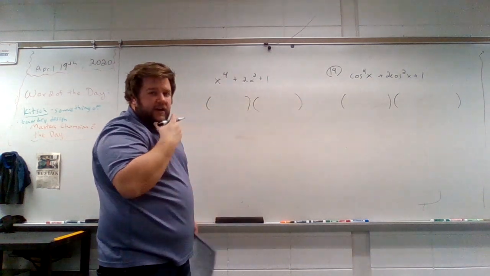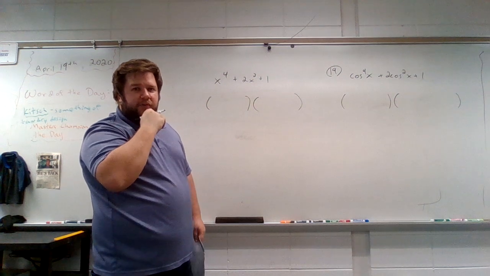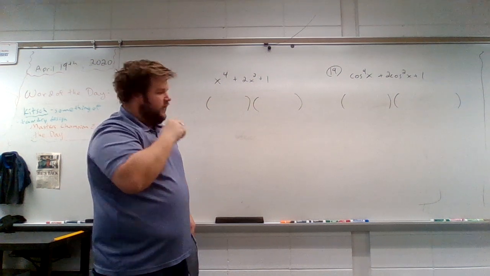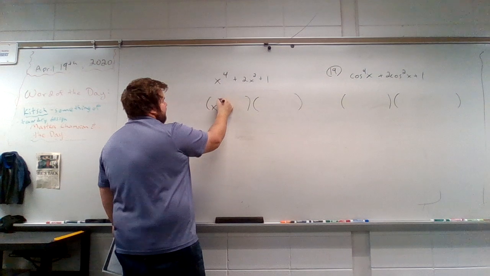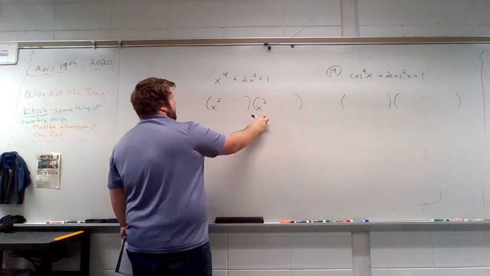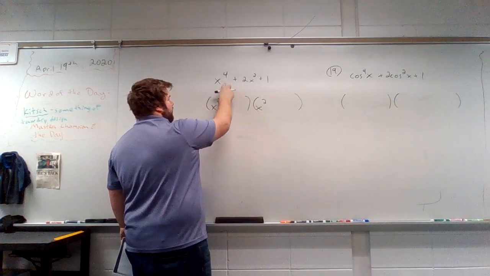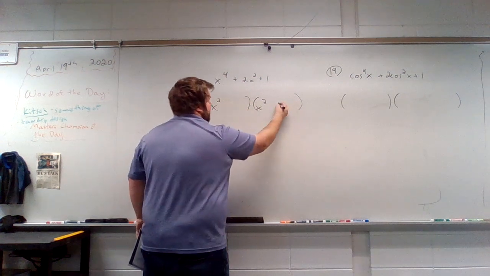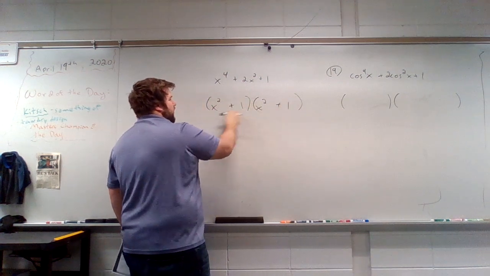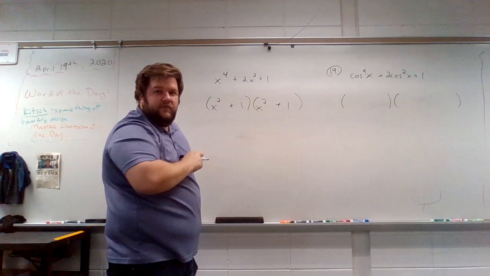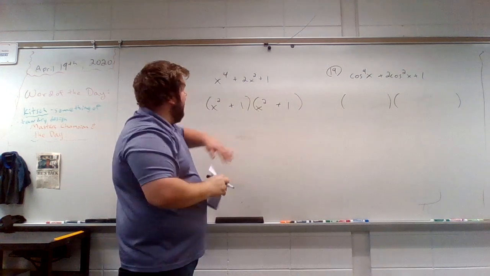Well, they're not going to be just x anymore, right? Because I have to multiply to x to the 4th. So they're going to be an x squared, right? X squared times x squared is x to the 4th. 2 plus 2 is 4, right? And then this is going to be a plus 1 and a plus 1. X squared plus x squared is 2x squared. So that's how I would factor something like this.